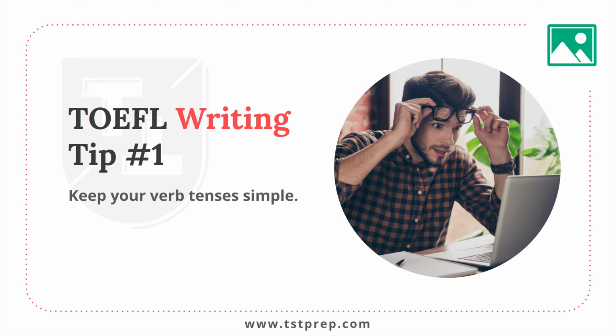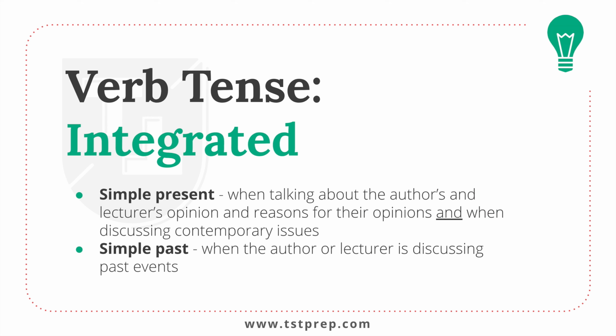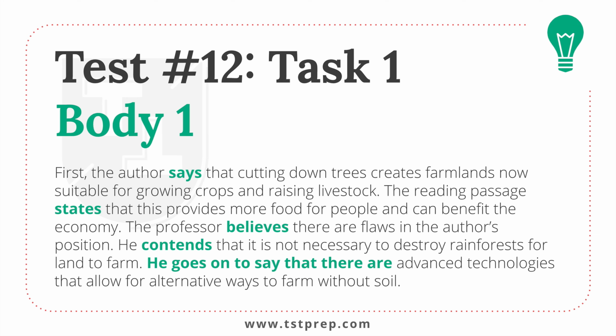This is a question I get asked often about verb tenses. So let's look at it here. In your integrated essay, writing task number 1, you should keep it in the simple present when talking about the lecturer's opinion and reasons for their opinion, and in the simple past when the author or lecturer is discussing past events. So basically, most of the time in your writing, it's going to be simple present. Once in a while, it'll be simple past.